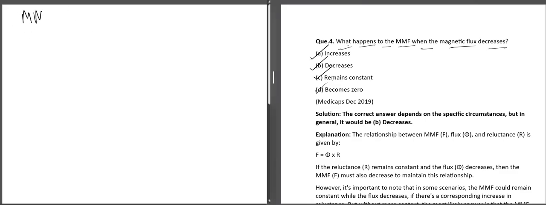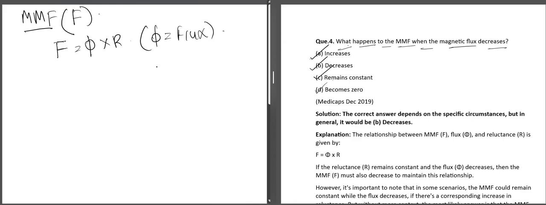So the magnetomotive force, MMF, we can represent by the symbol F. Now magnetomotive force F is equal to phi into R, where phi is our magnetic flux and R is our reluctance. So F is equal to phi into R, or magnetomotive force is equal to flux into reluctance. Now the question asks what happens to this F if we decrease this phi.